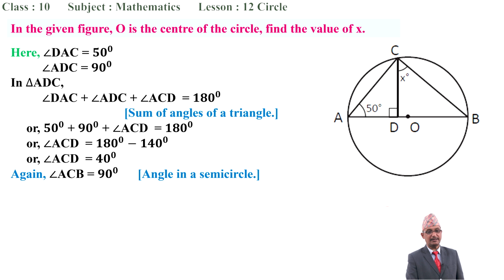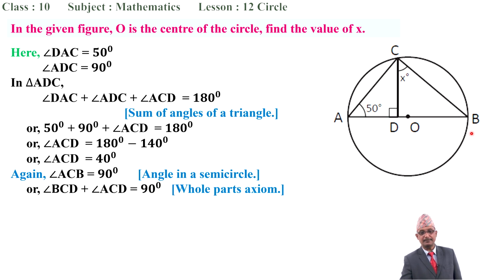So firstly we are writing angle ACB equals 90 degree. Because ACB is angle in a semicircle, that's why 90 degree. But in the figure, ACB has two parts. One part is ACD and the other part is BCD. So ACB equals what can we write? BCD plus angle ACD. Can we write? And the reason, whole parts axiom.